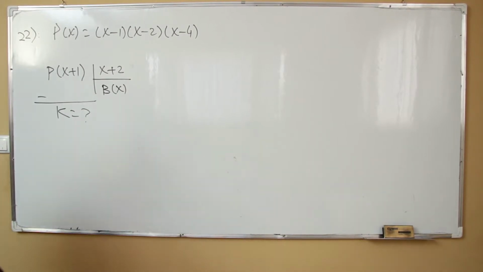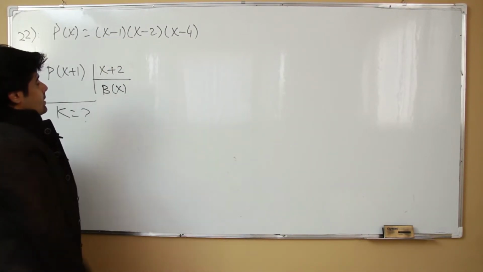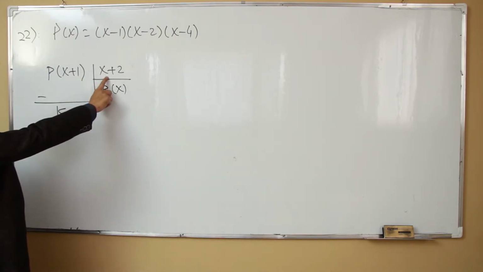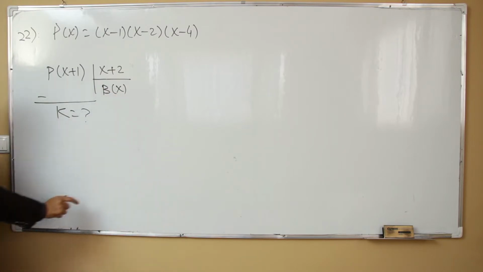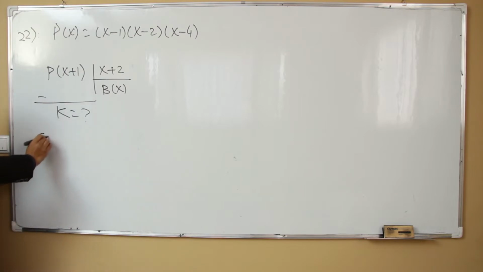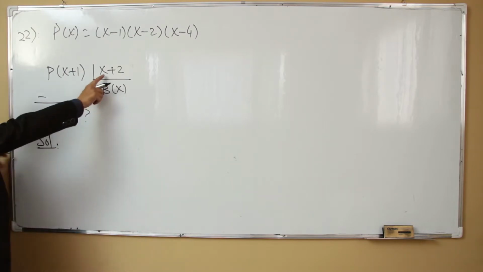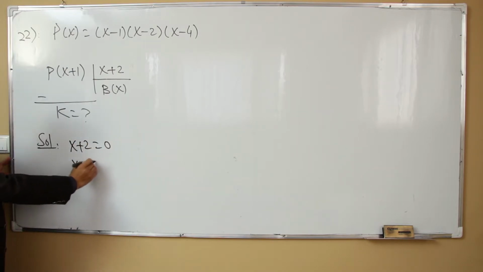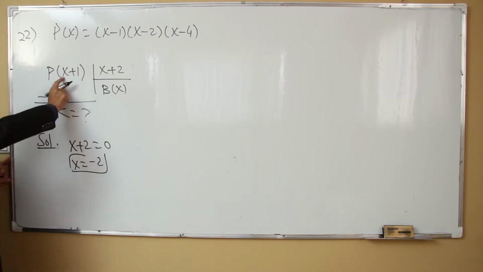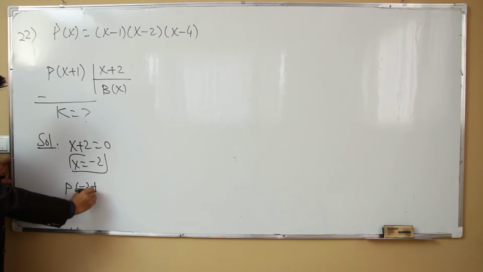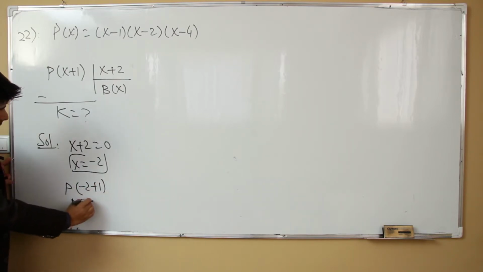Question number 22. Px is divided by x minus 1, x minus 2, x minus 4. And px plus 1 is divided by x plus 2. The quotient is bx. Now what is the remainder? How can you find it? You put the divisor equal to 0. x plus 2 equal to 0. x is minus 2. Now put this minus 2 in the polynomial. So you will find p, and instead of x, minus 2 plus 1. And this one, p of minus 2 plus 1, it's p of minus 1.